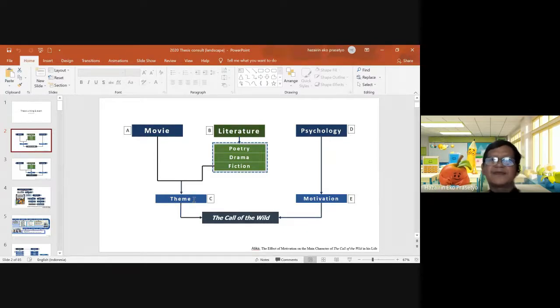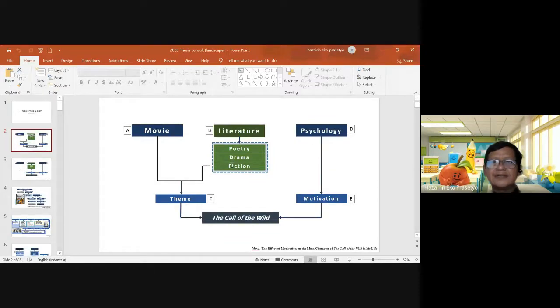They have a theme. In fiction, in a novel, you have theme. In a movie, you have theme. And the theme you are going to analyze is motivation. Okay? That's why your topic is the effect of motivation on the main character of The Call of the Wild in his life. So since you decide to take a movie, then you must understand movie. What is movie? So in chapter 2, part 2, section 2 of your proposal, you must write about movie, the theory about movie, and come to the idea of theme, because in a movie there is a theme. The same thing also applies in literature, focusing on fiction. In fiction, there is theme.